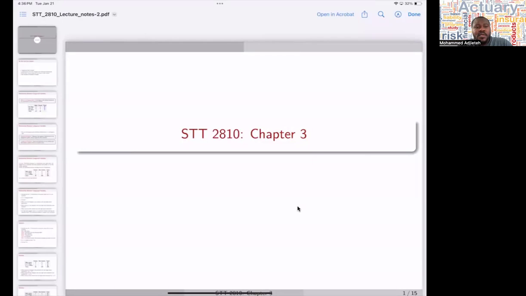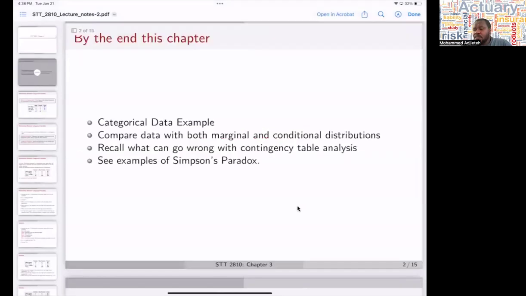Today we're starting with chapter 3, and in today's class we are going to look at how to examine relationships between categorical variables. In the previous chapter, chapter 2, we understood what categorical variables are and also what numerical variables are, and also the appropriate tool to use to display those types of data. In this chapter, we are going to examine the relationships or the associations between two categorical variables.